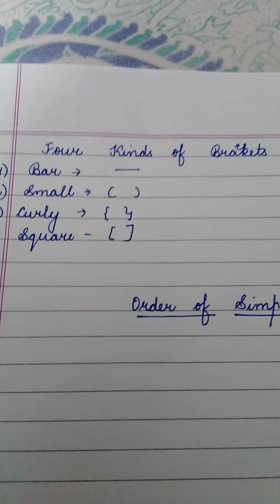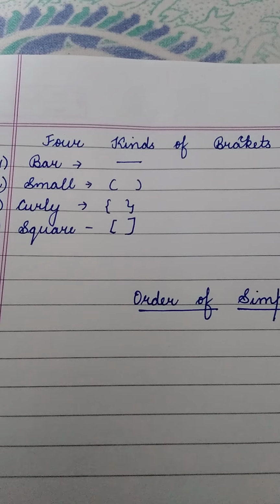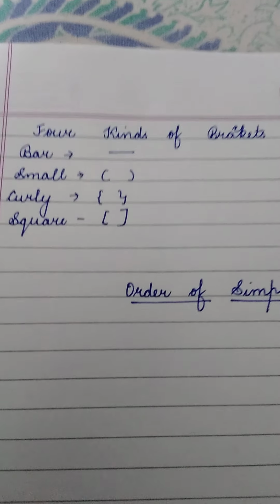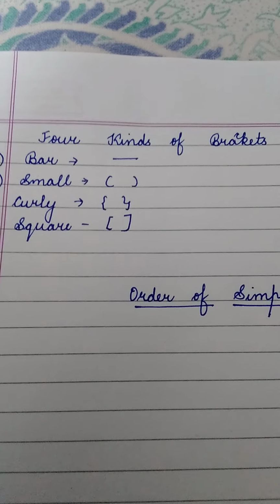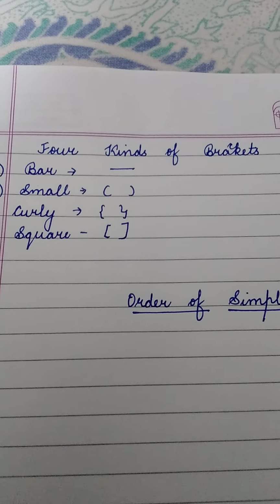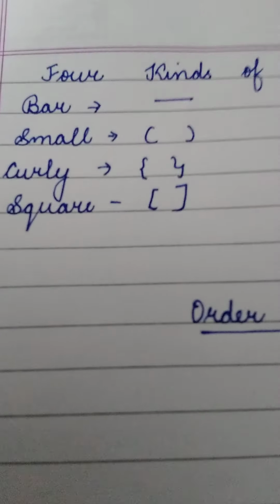Next is the small bracket, or parenthesis, and it is like this small bracket, like a curve. And the curly bracket is like a curl, but the square bracket is like a square. So these are the four types of brackets.